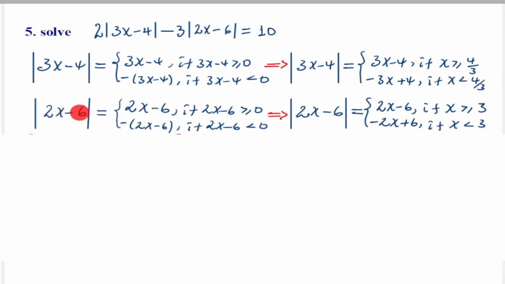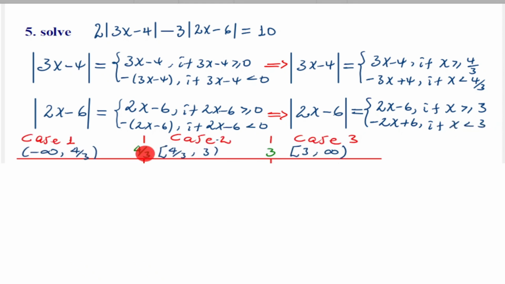Absolute value of 2x minus 6 is equal to 2x minus 6 if 2x minus 6 is greater than or equal to 0, and minus of 2x minus 6 if 2x minus 6 is less than 0. When we solve for x, we get 2x minus 6 if x is greater than or equal to 3, and minus 2x plus 6 if x is less than 3.